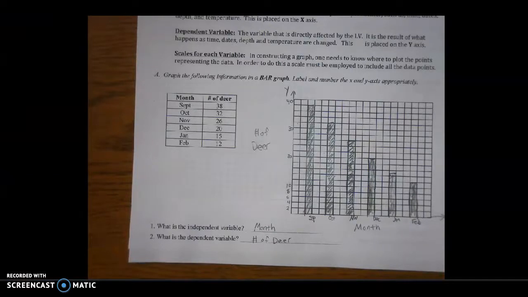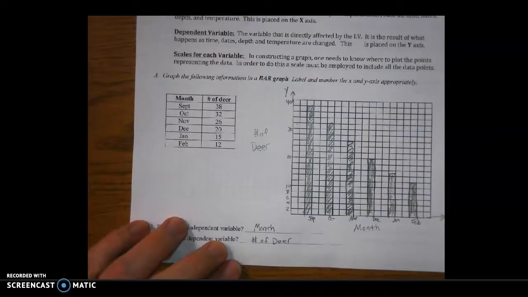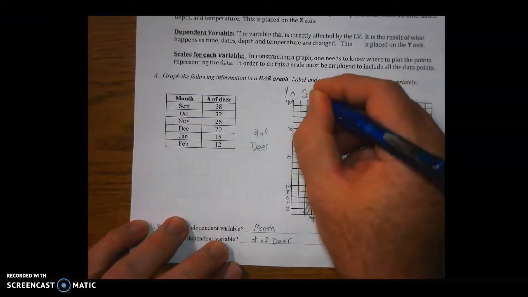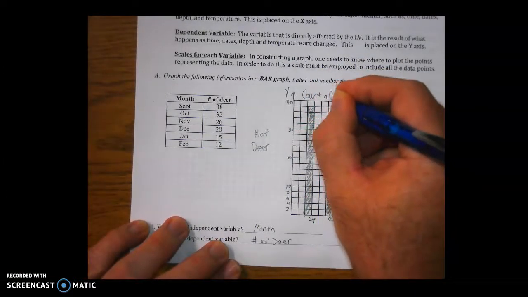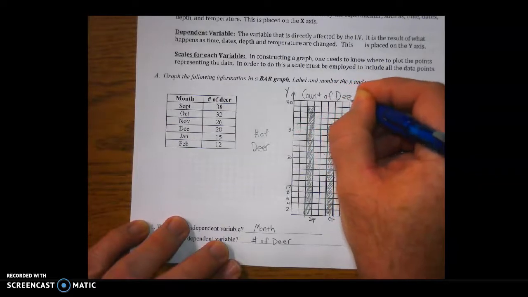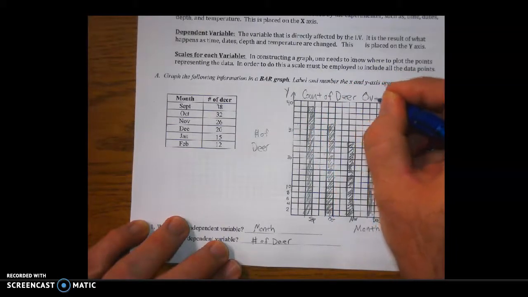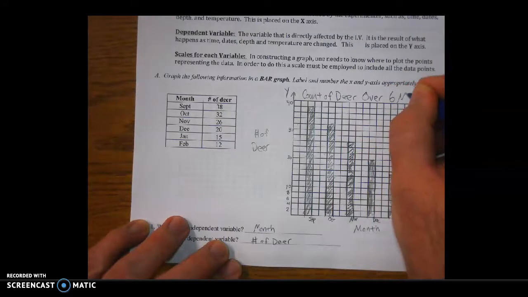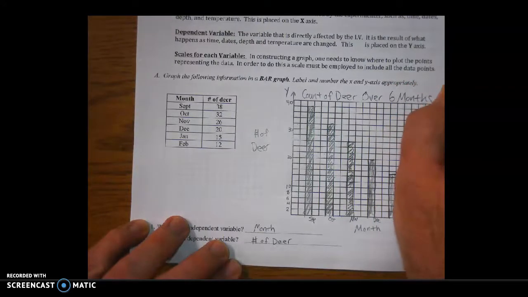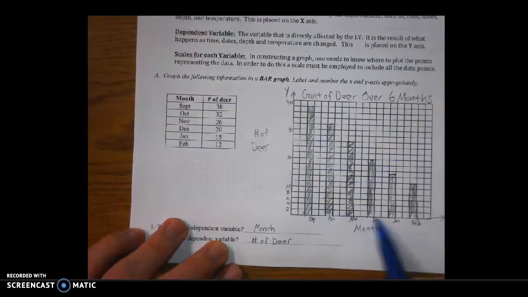The only thing we need now is a title. Remember, all graphs must have a title. And our title needs to be descriptive. And so we are going to go count of deer over 6 months. So during a 6-month period, this was the number of deer that we counted.